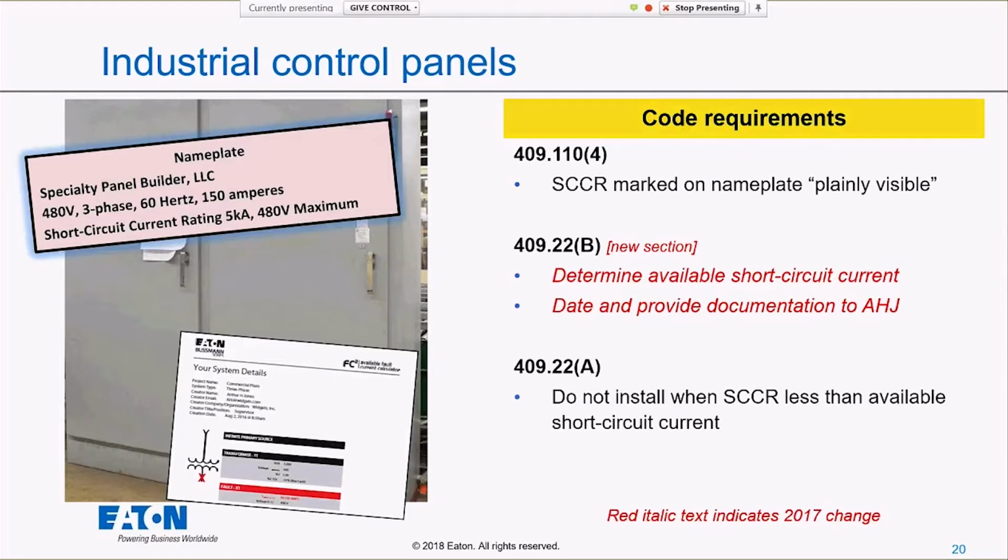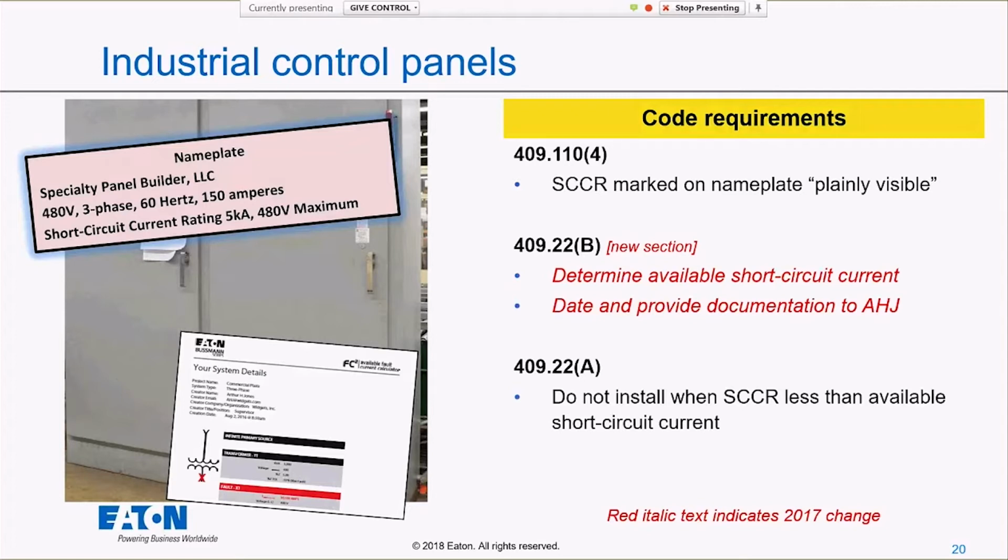What was new, what was added in 2017, is actually a requirement to determine the available short circuit current, and provide data and documentation to your AHJ. And the reason for that is, right, that last piece, do not install where the SCCR is less than the available short circuit current, is not enforceable unless you know the available short circuit current. So they're not really changing the intent of the code here. What they're doing is adding in a method to enforce a code that already existed. They're actually requiring that you know the available short circuit current.